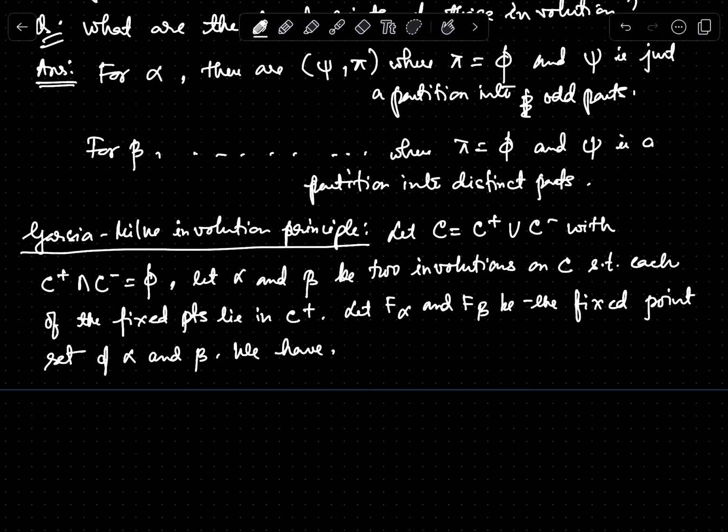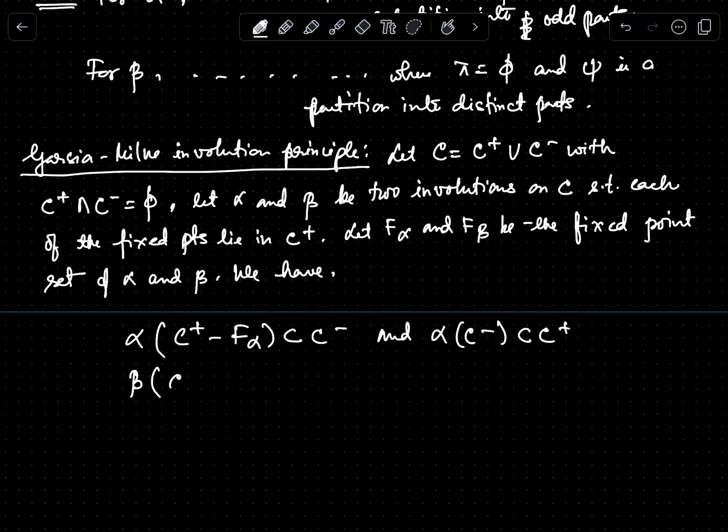So what this says is that outside these sets, if you take C plus and take away everything that is in F alpha, then everything in that, if you apply alpha, it should be in C minus. So alpha applied to C plus minus F alpha lies in C minus, and if you apply alpha to C minus, it lies in C plus. And similarly beta: C minus minus F beta lies in C plus, and if you apply beta to C plus, it should lie in C minus.